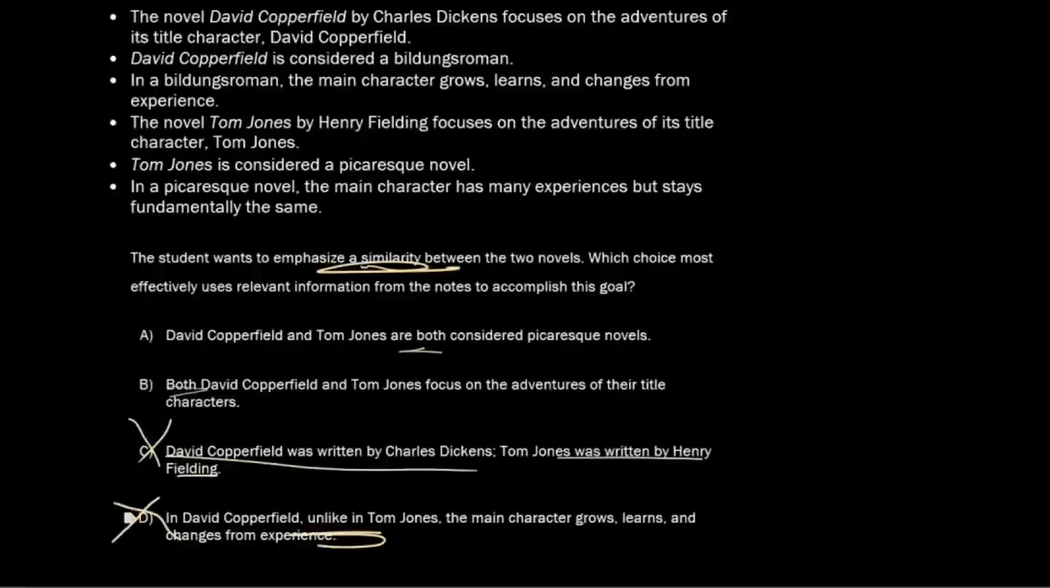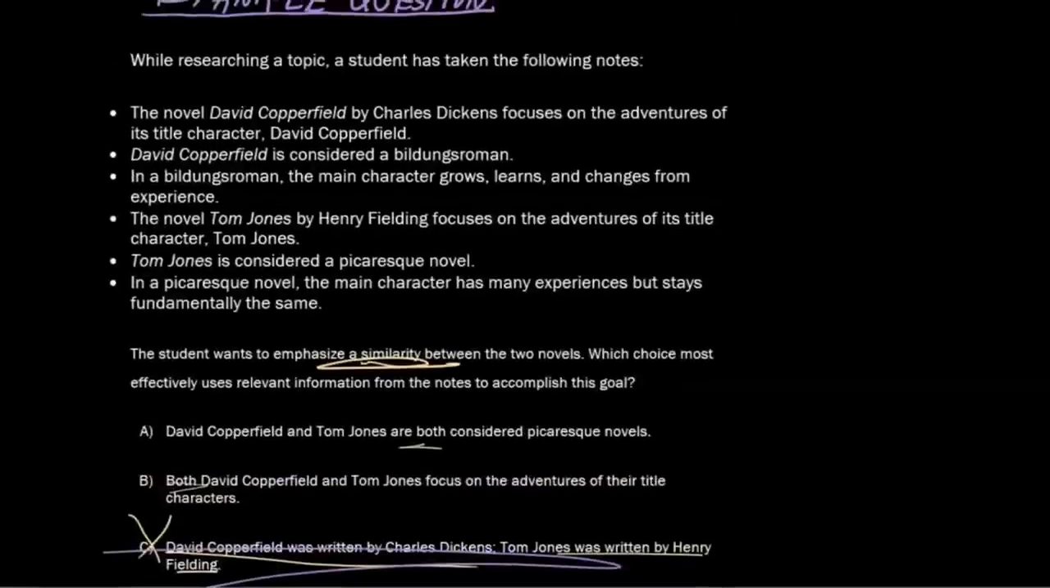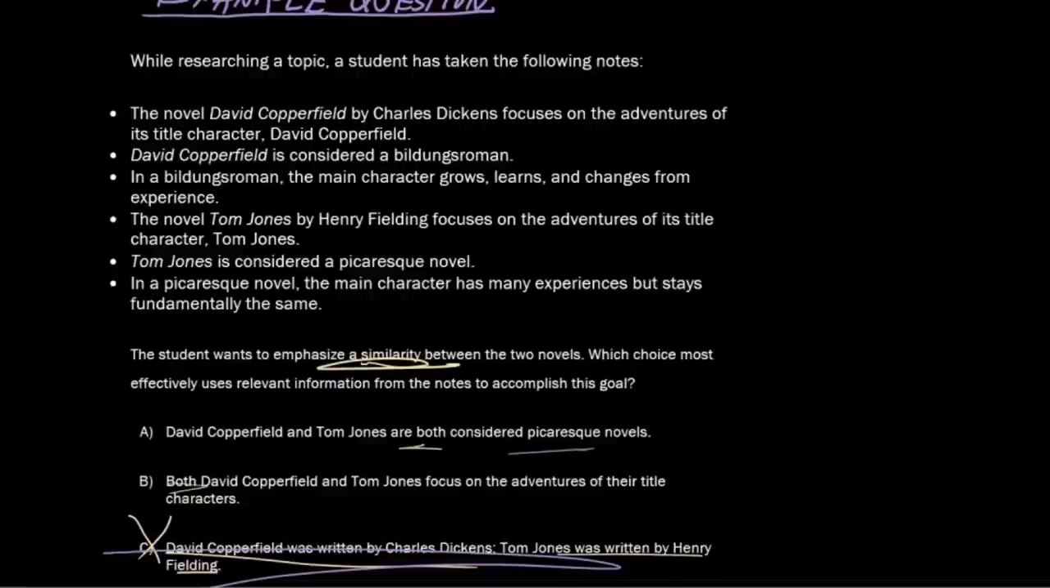I don't have to read the passage. I don't need to know who Charles Dickens is, or who Tom Jones or Henry Fielding is. I can already tell you that these 2 choices are wrong because there's no similarity here. Now I just need to figure out which one of these is correct. So let's take a look at picaresque novels, or whatever. I don't even know how to pronounce it. Doesn't matter. This one says David Copperfield is a Bildungsroman.